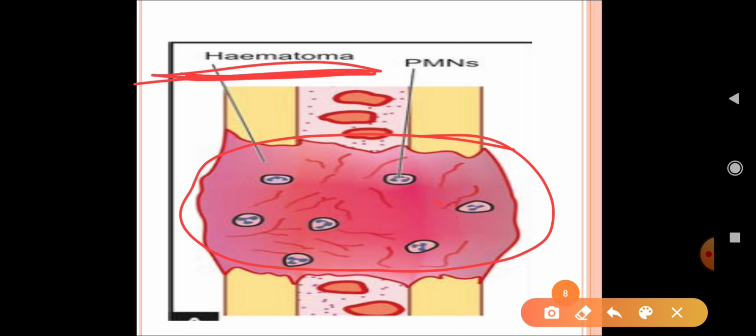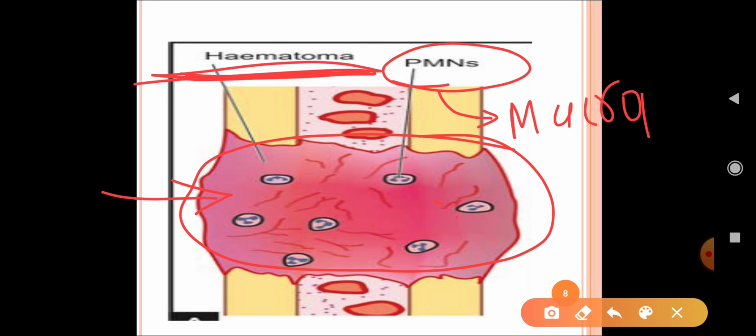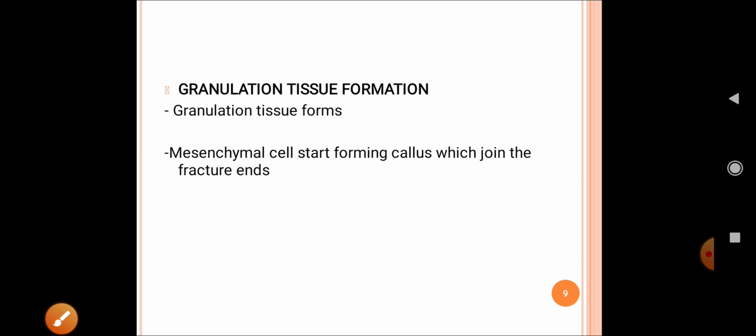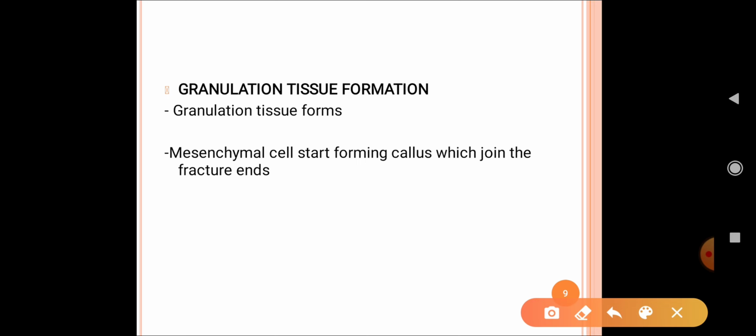So this is the hematoma, this red colored, right? And in between that there is a presence of acute inflammatory cells, particularly neutrophils, and that will later on, after 3 to 5 days, be replaced by macrophages, right? So this is the first stage. Okay, now what happened? Now there will be formation of granulation tissue.